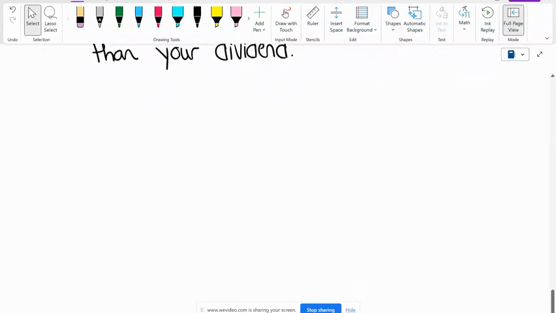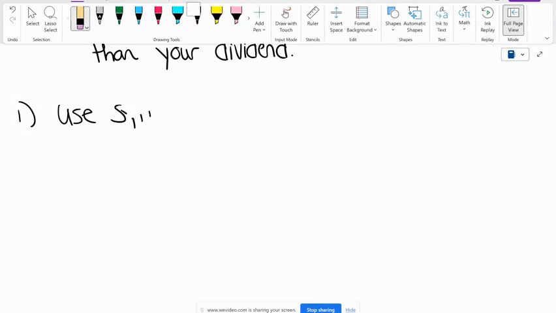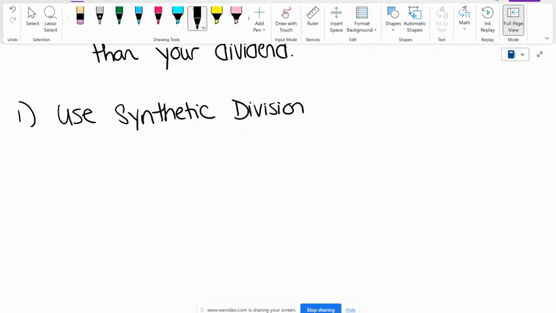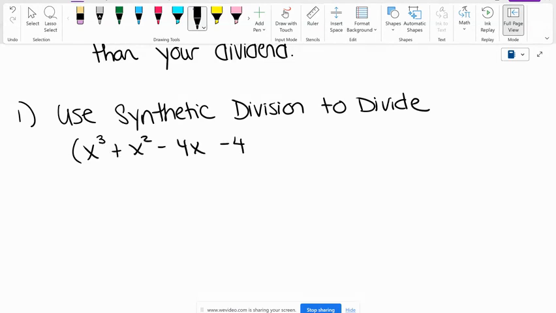Okay, let's do a problem. So we want to use synthetic division to divide the quantity of x cubed plus x squared minus 4x minus 4 by x minus 3.